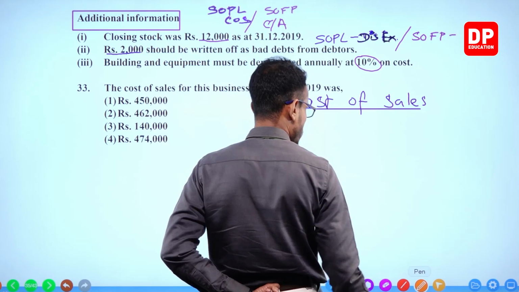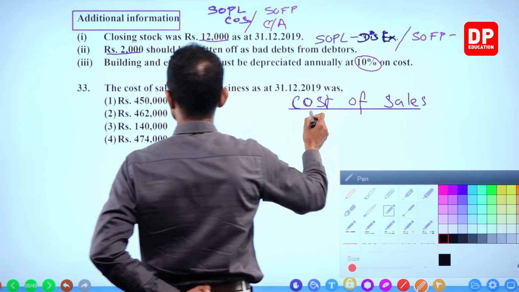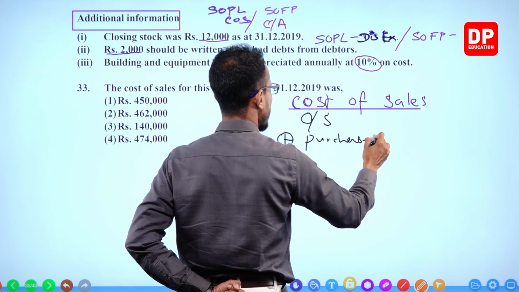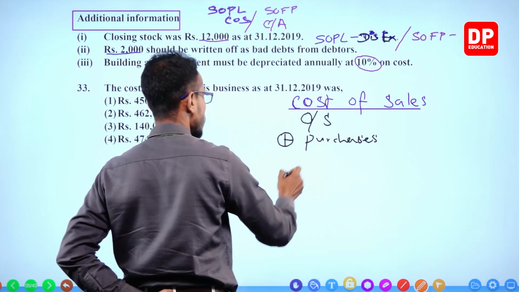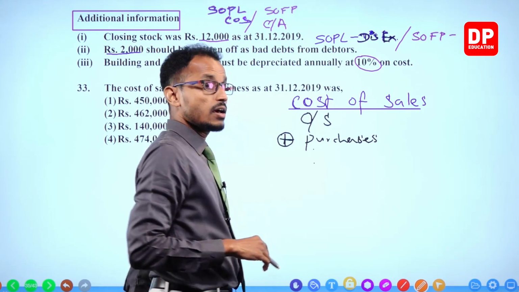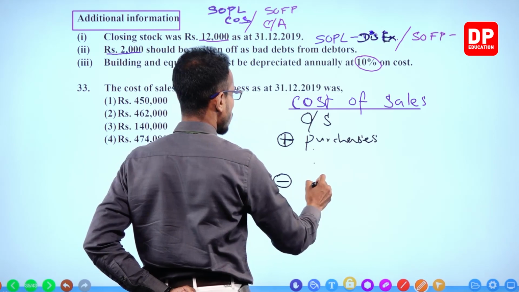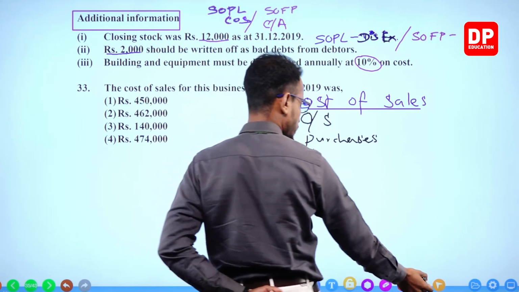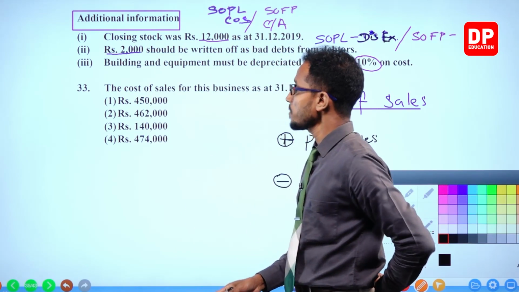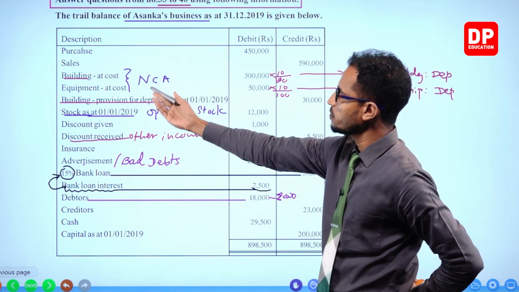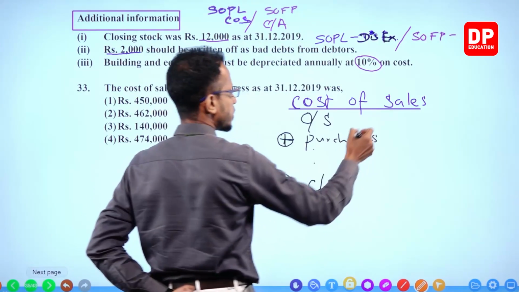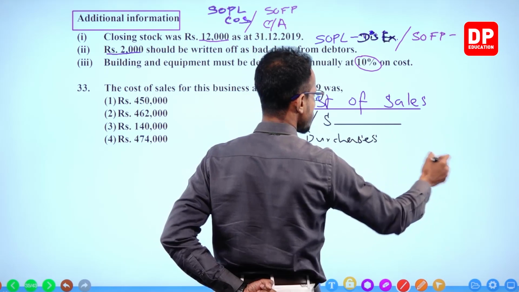For the cost of sales calculation, what do we need? Guys, we need opening stock plus purchases, and if there are any purchase related expenses, you have to leave a space for purchase related expenses such as carriage, minus closing stock, and that's it. Take the opening stock. Where's the opening stock? Should be here. We have marked it. Opening stock 12,000. Put it right here.